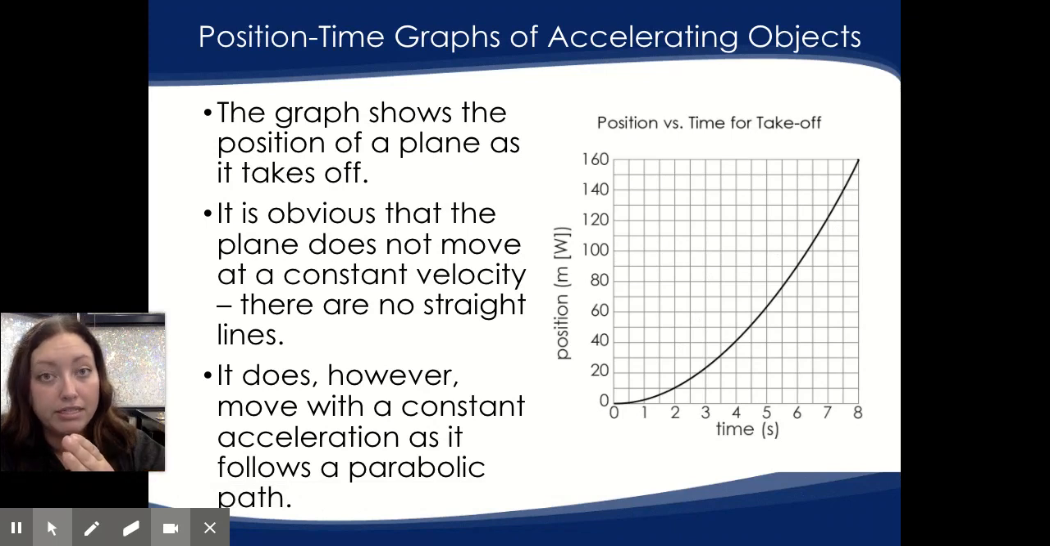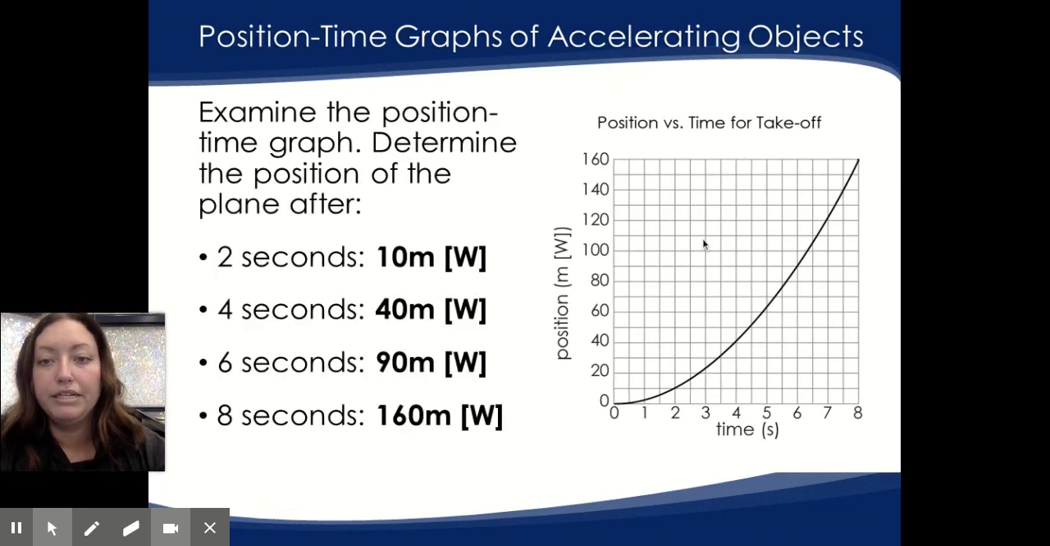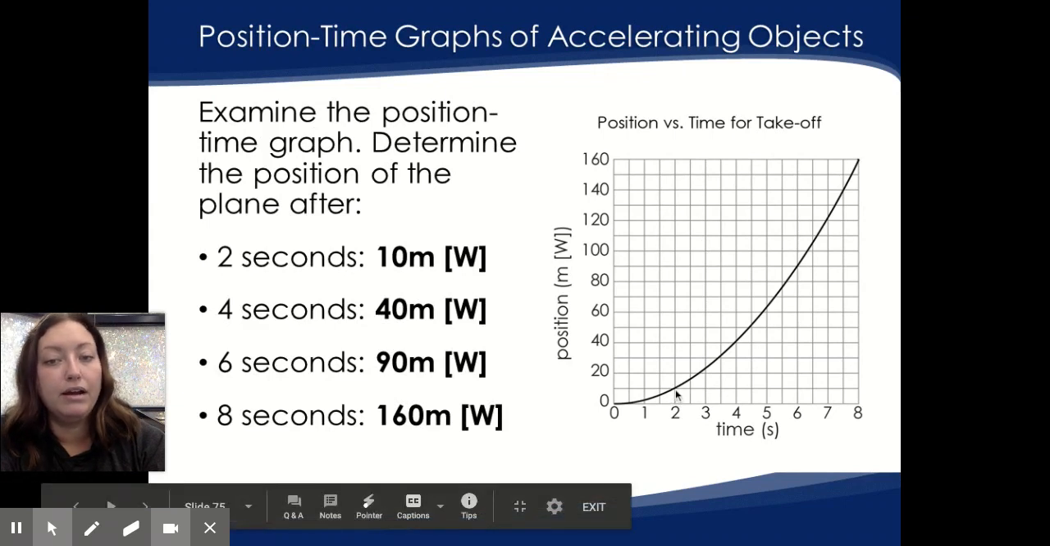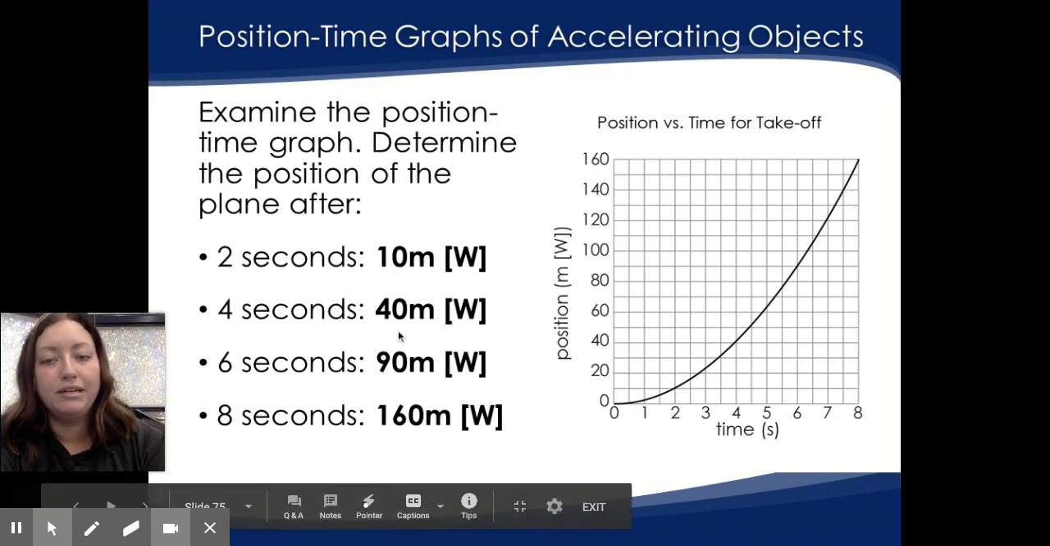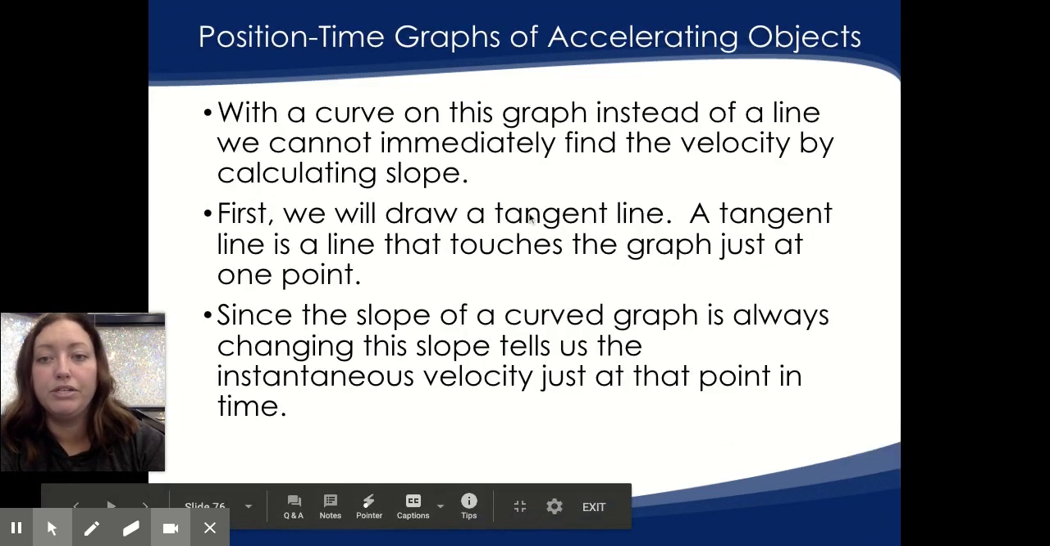So constant velocity means you're keeping the same speed the whole time, and the constant acceleration means that you're increasing your speed the whole time. You're speeding up until the end of the graph. All right, so if we're going to look at this, you can tell that at 2 seconds, we are at 10 meters, and then 4 seconds, we're at 40 meters, and then 90 meters, then 160. So just the numbers themselves are showing you some acceleration there.